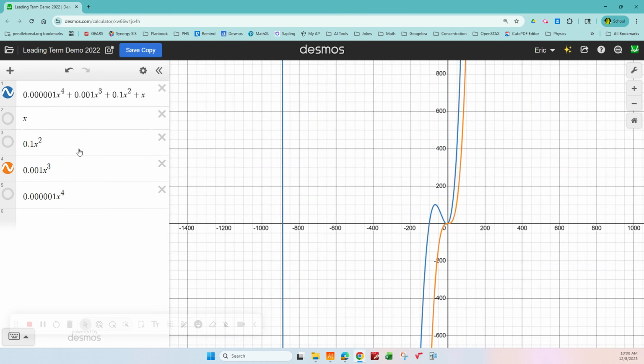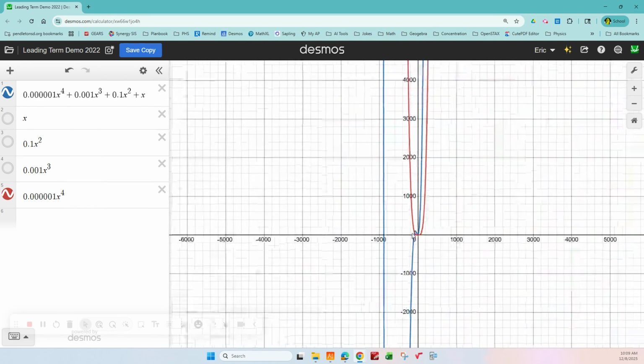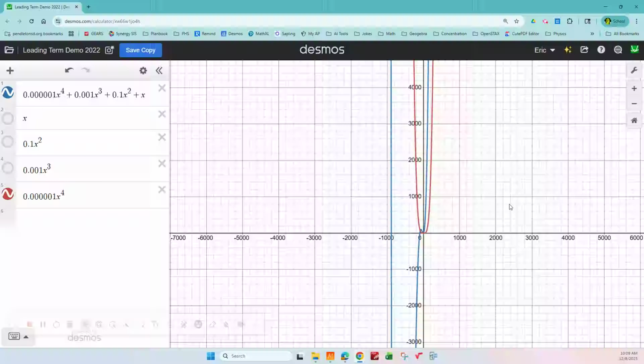No. Look what happened. Eventually it starts to look more like that leading term, even though that leading term has a minuscule coefficient. I mean, look what I'm multiplying it by. The coefficient is this tiny, tiny decimal. If I zoom out far enough, I'm going to have to rescale this window a little bit.